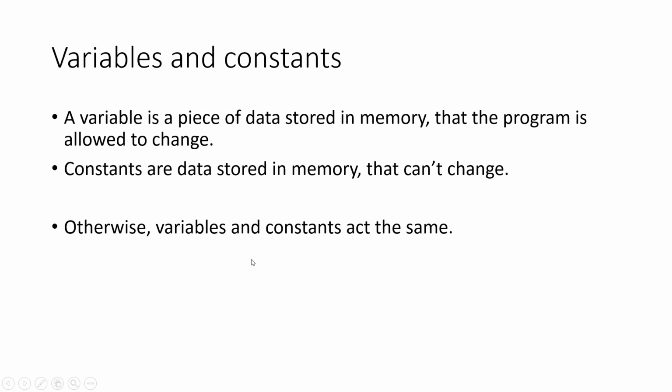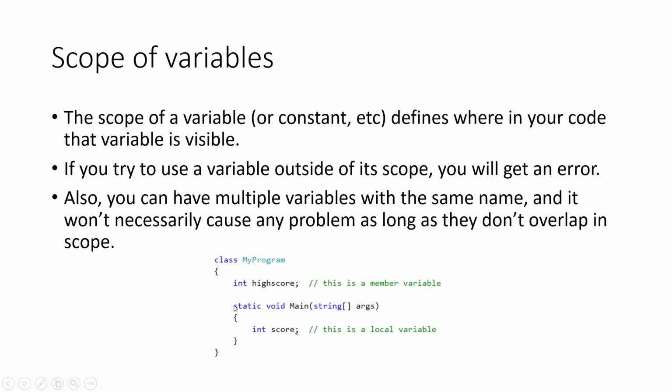Variables are pieces of data in memory that are allowed to change. Constants are not. But otherwise they work the same way. What you do is you declare them by putting in a data type and an identifier. And if you put it inside a class, that's a member variable available anywhere inside the class. But if you declare it inside a method, it's available only inside that method, and it's called a local variable. And in fact, you can put them inside other code blocks, and it would be local to those code blocks as well. But let's not get ahead of ourselves.